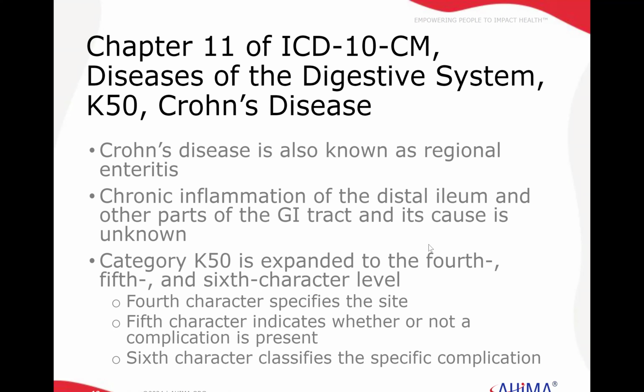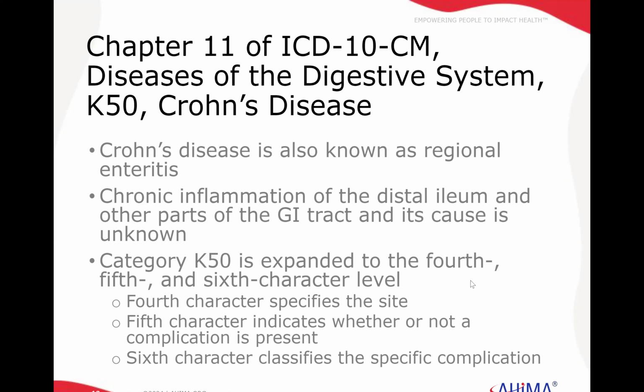Crohn's disease is also known as regional enteritis, coded to code category K50. This is a chronic inflammation, most commonly in the ileum, but it can be anywhere in the GI tract from the mouth to the anus. Its cause is unknown. The code category for this is K50.